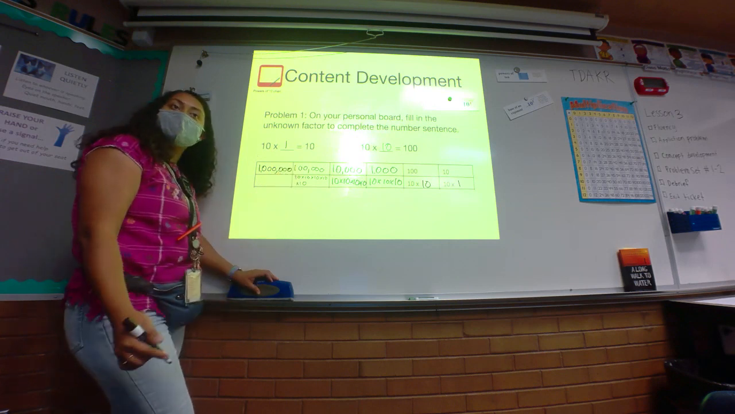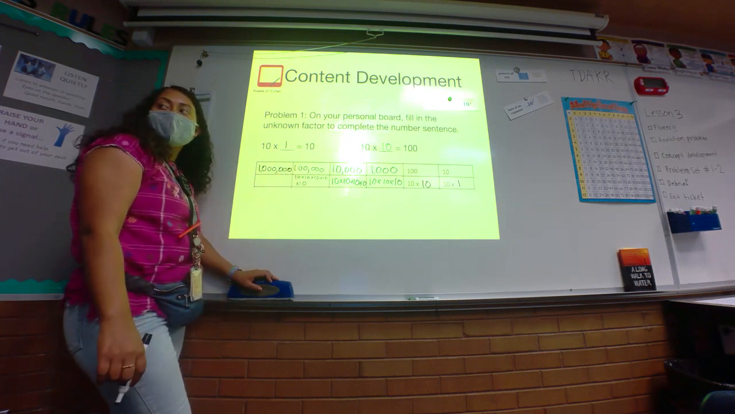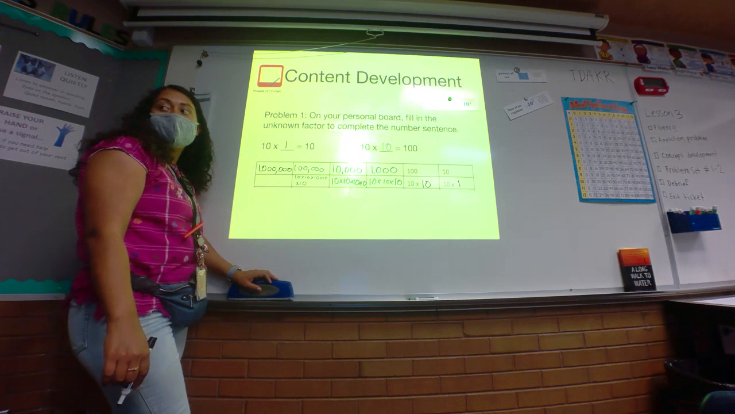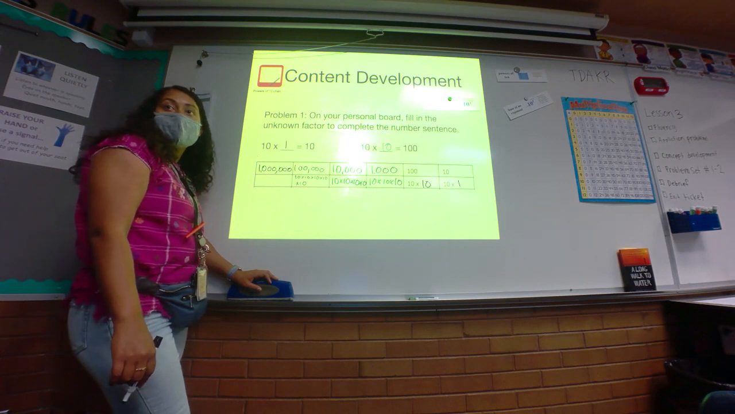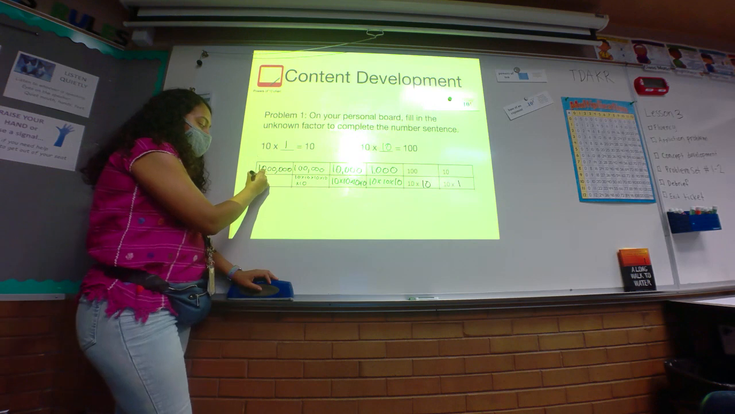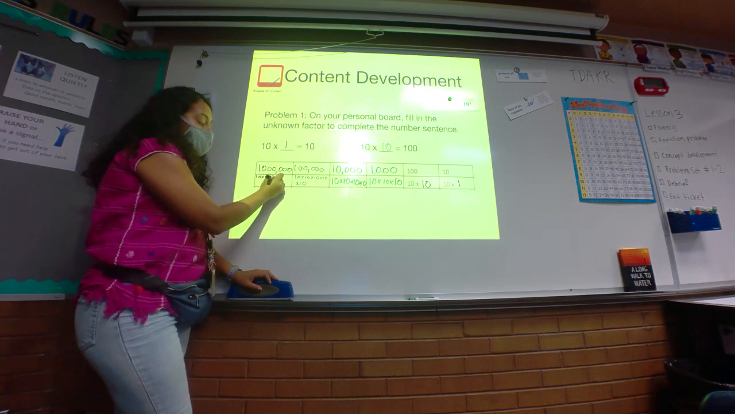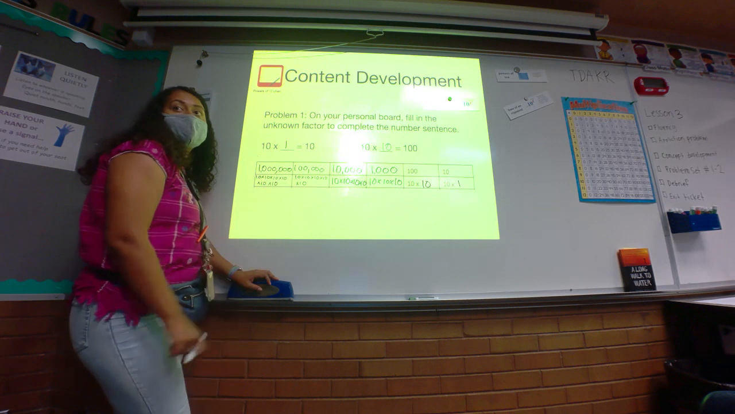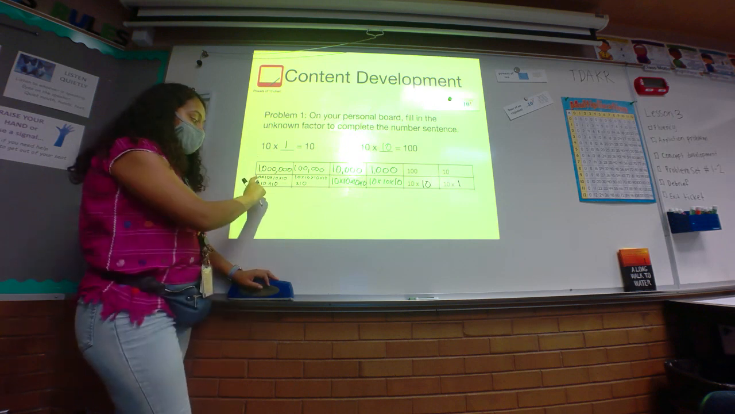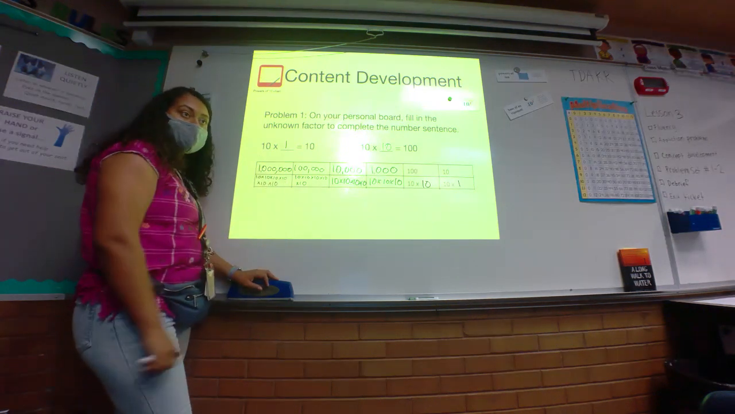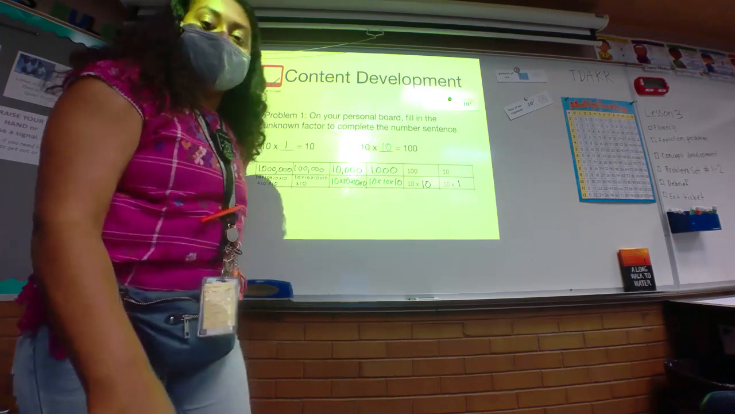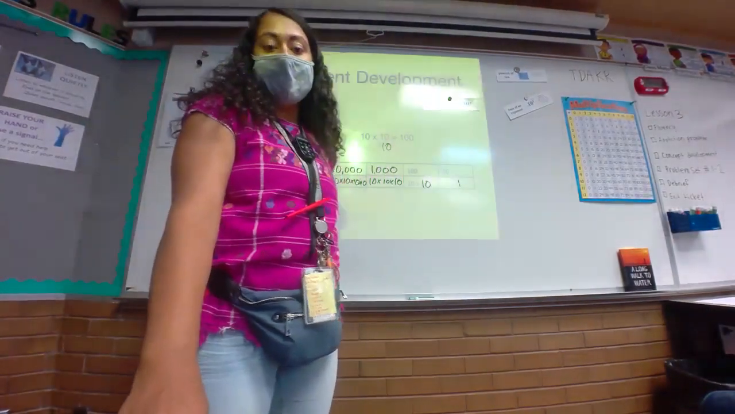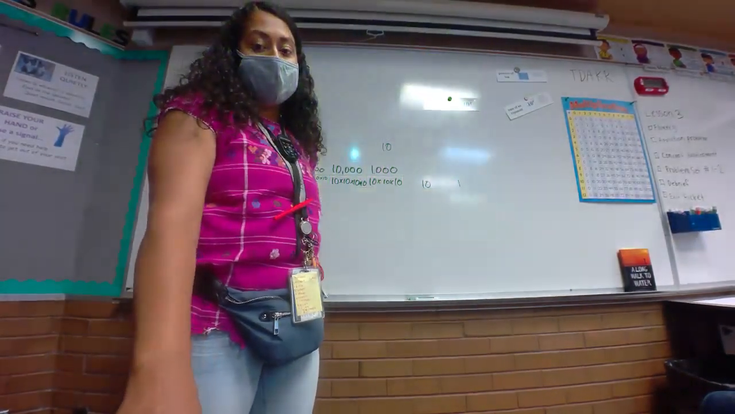1,000,000 has 6 zeros. So it has how many powers of 10? 6. So 10 times 10 times 10 times 10 times 10 times 10. So it has 10 six times, right? Okay. Now let's do some exponents. Ready?